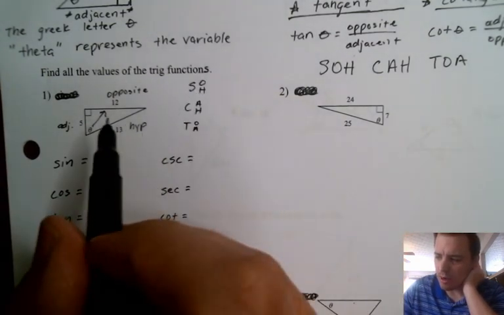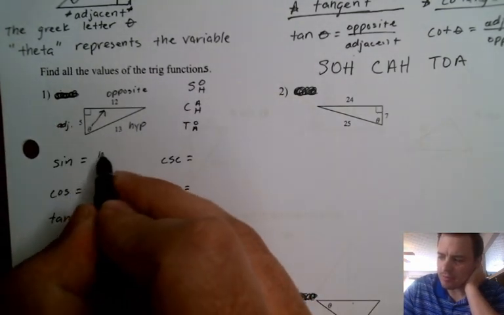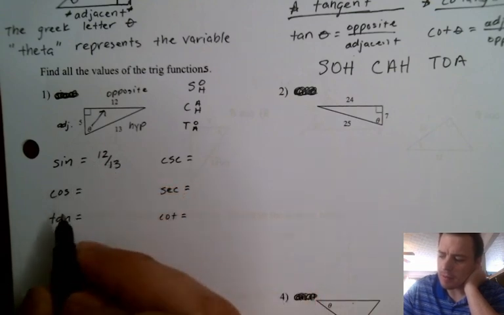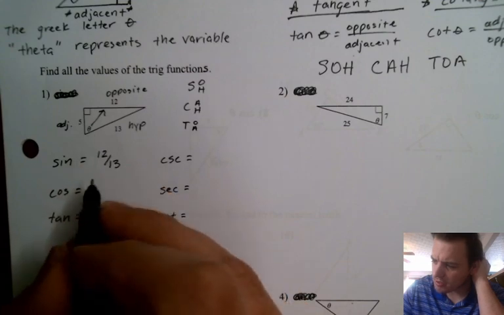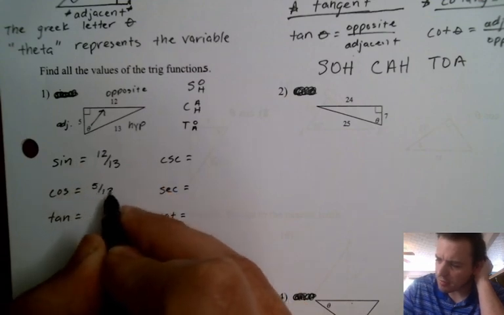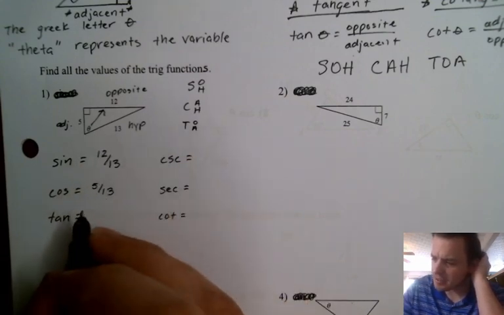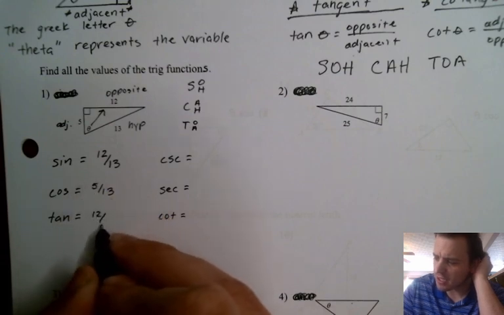Sine is opposite over hypotenuse, 12 over 13. Cosine is adjacent over hypotenuse, 5 over 13. Tangent is opposite, 12, over adjacent, 5.